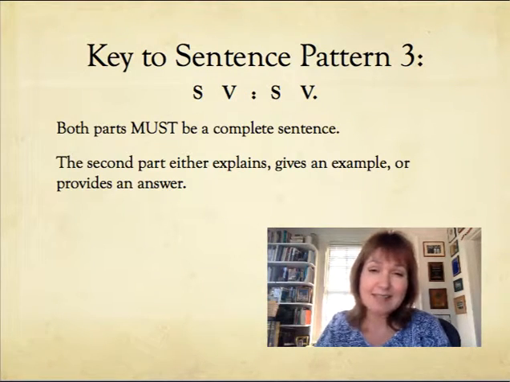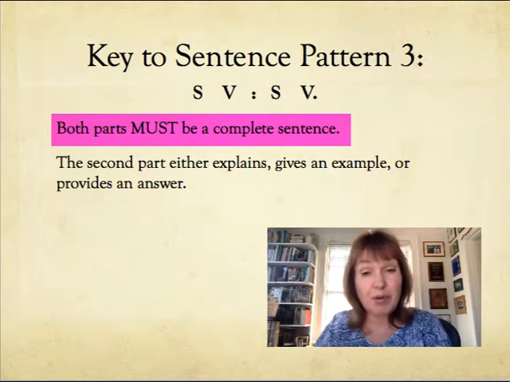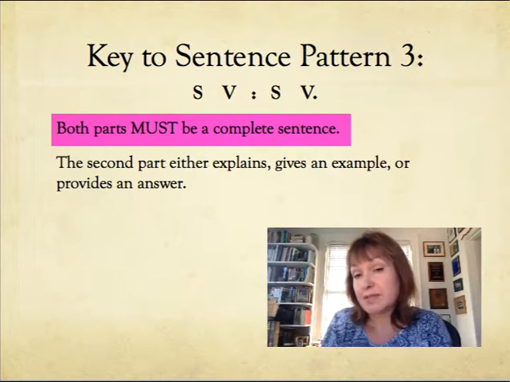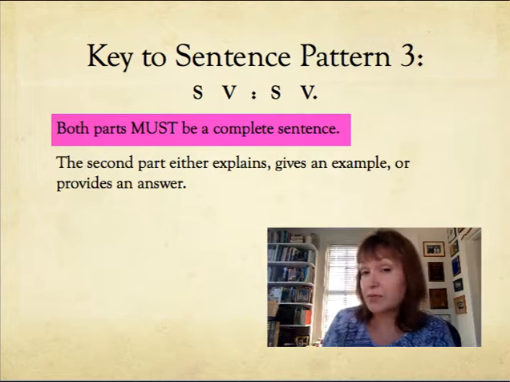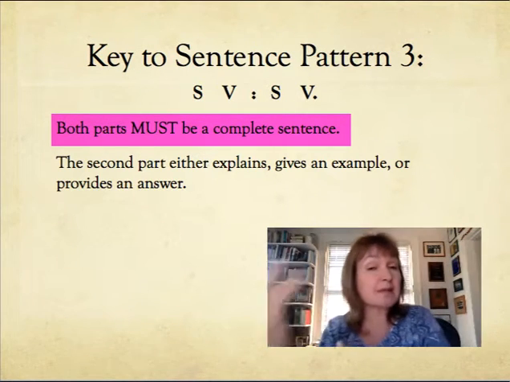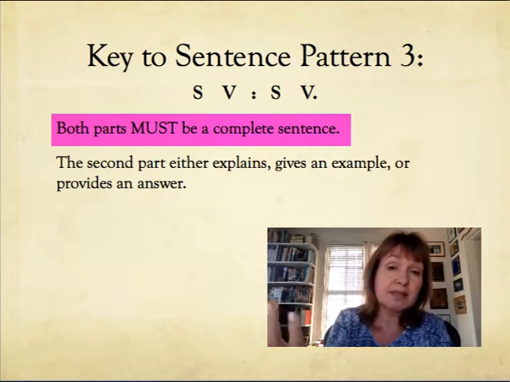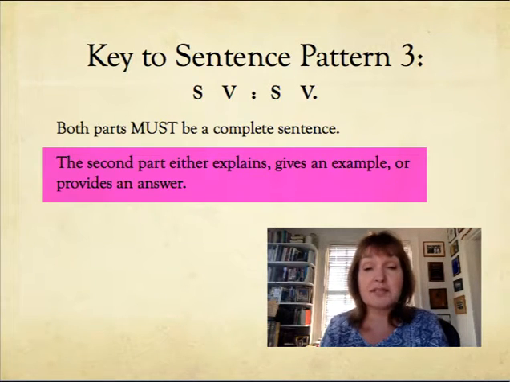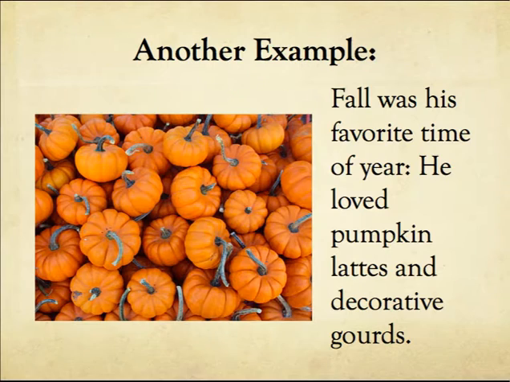Here's the key to sentence pattern number 3. Both parts have to be a complete sentence. The first part before the colon has to be a complete sentence. The second part after the colon has to be a complete sentence. And the second part either explains, gives an example, or provides an answer to the reader.